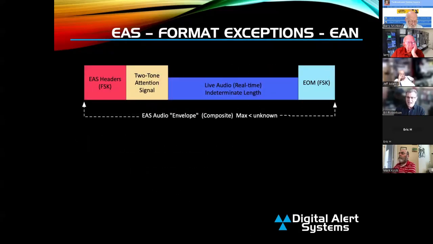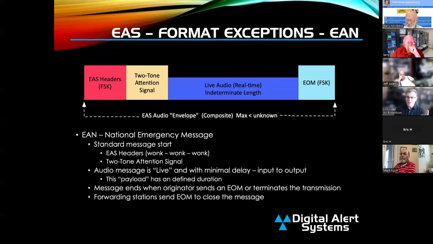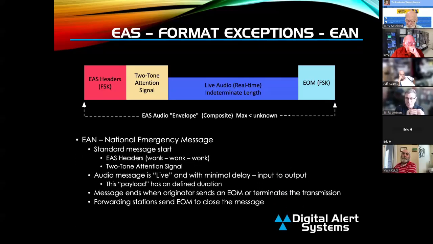When we go into an EAN, it's again the same audio envelope, which essentially starts with the headers and the two-tone attention signal, but we don't have a sense of how long the president or the president's designee is going to talk. So it's an indeterminate length of time. An EAN will always start the same way, with the wonks and the two-tone attention signal, and then we switch. We go live, with minimal delay. What the FCC specifies is minimal delay for input to output, from our receiving point to where we're actually producing that live audio output.